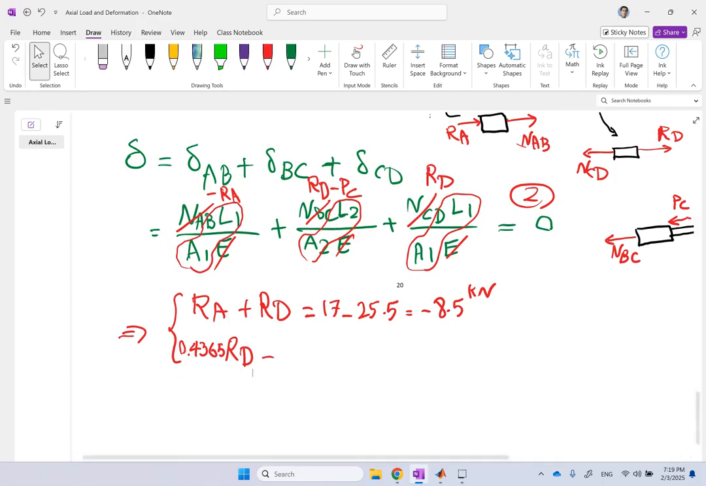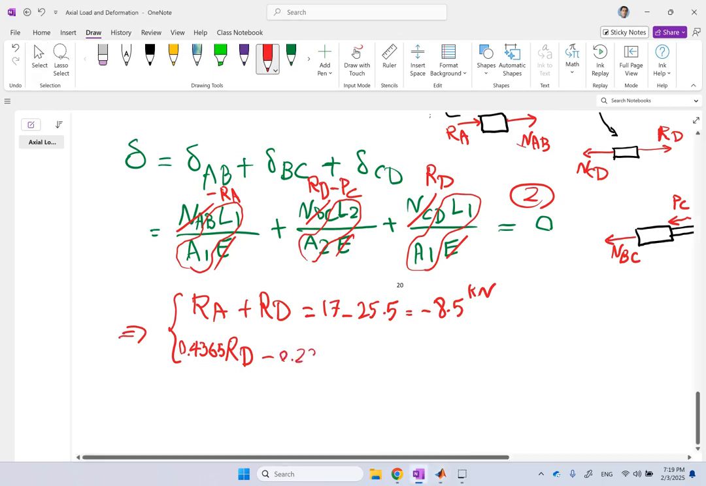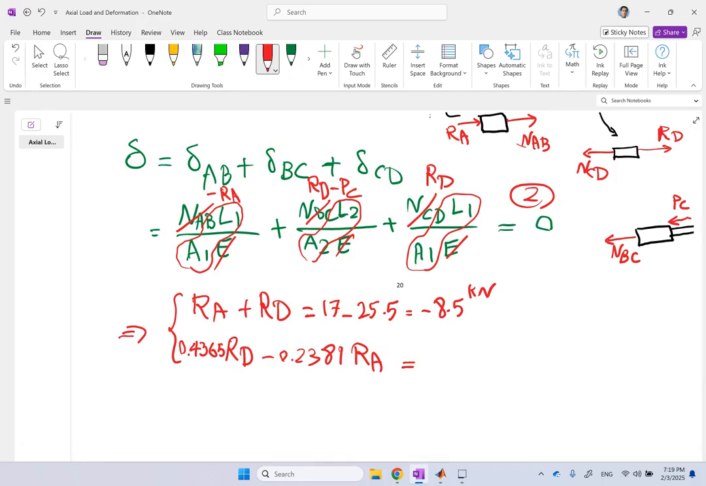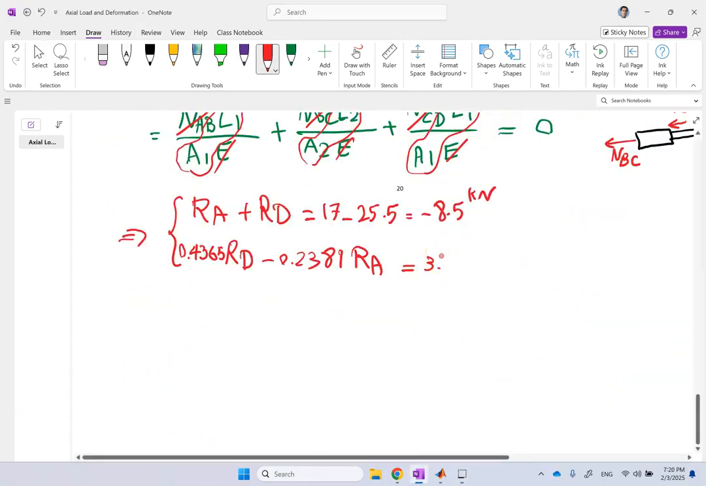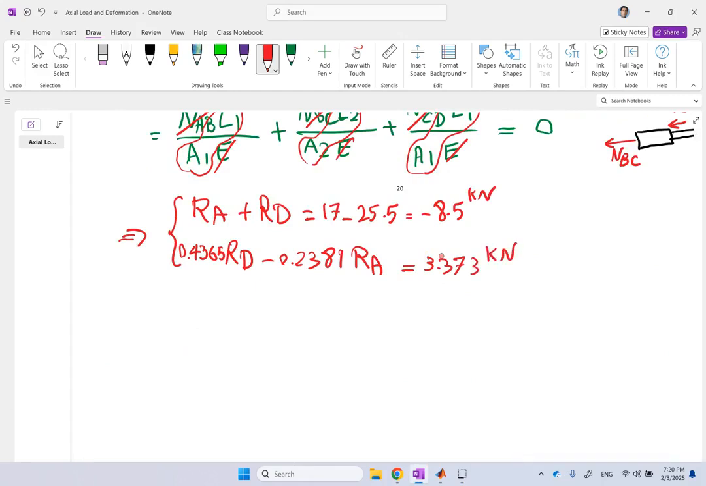So just L1 over A1, which is 0.2381. And then this L2 over A2 PC is going to go to the other side and become positive. So that is going to be equal to 3.373 kilonewton. And this is clearly a 2x2 system of equations.